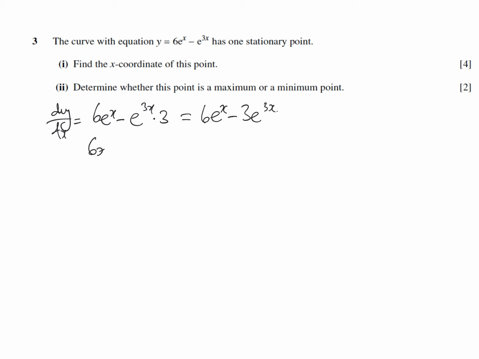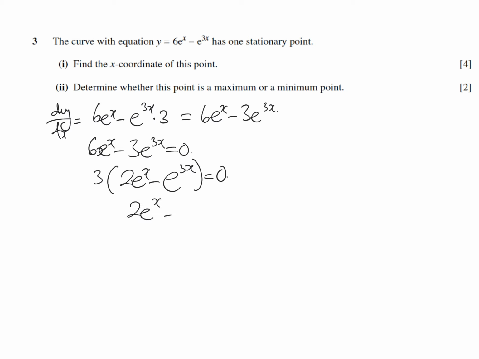So 6e to the power of x minus 3e to the power of 3x equals 0. So factorize this, take out 3, so that will give us 2e to the power of x minus e to the power of 3x, and this equals 0. So therefore 2e to the power of x minus e to the power of 3x equals 0. Okay, I think I can take out e to the power of x, and that would give me 2 minus e to the power of 2x equals 0.